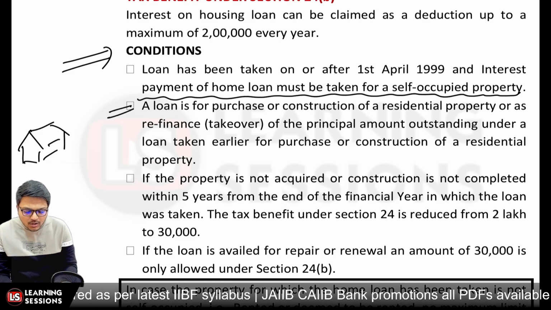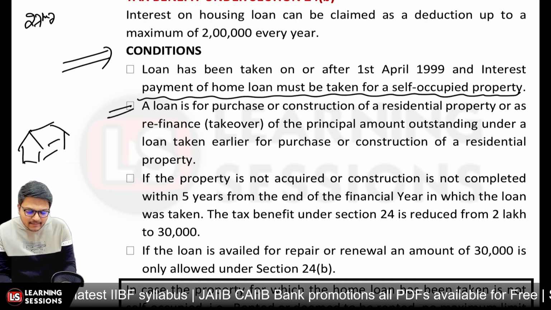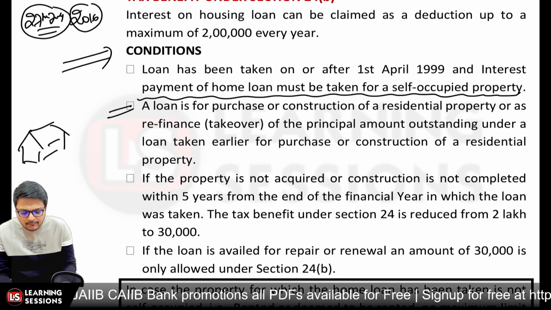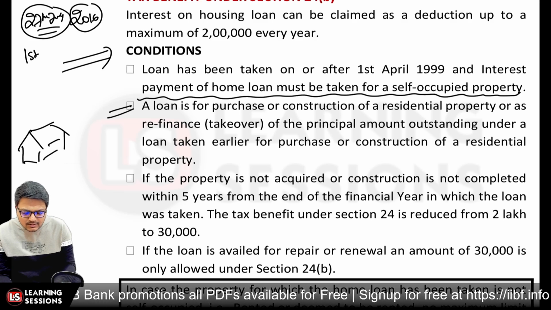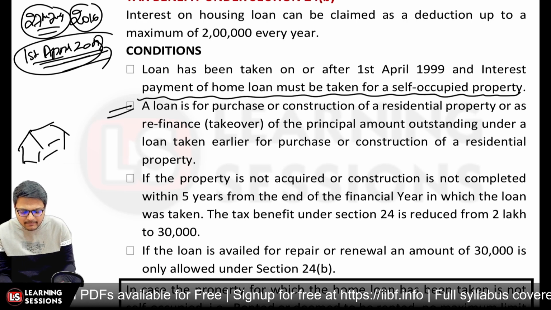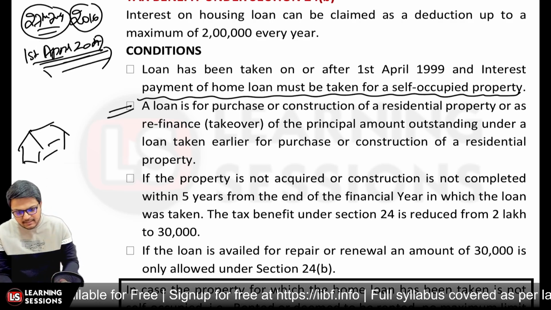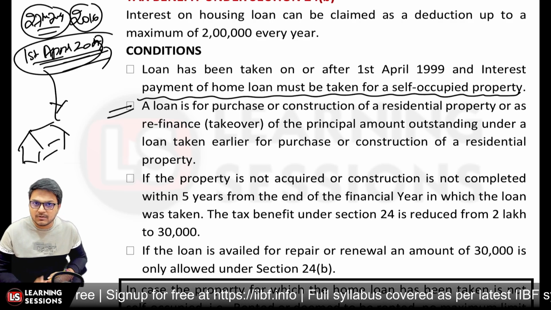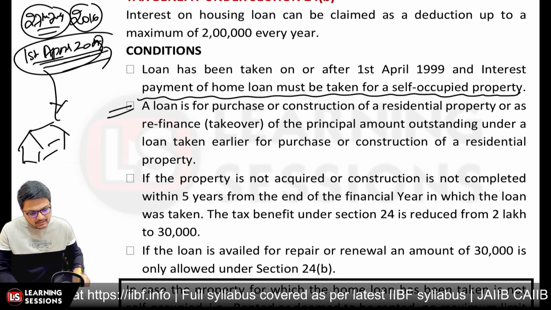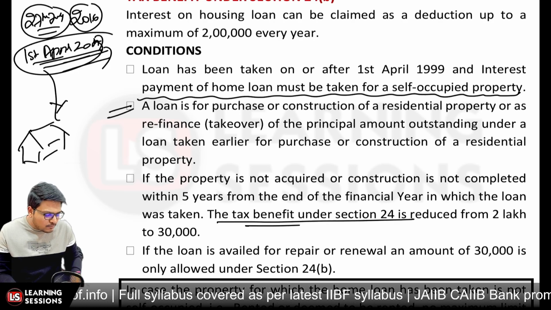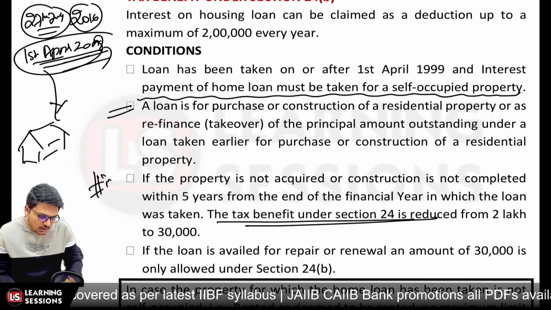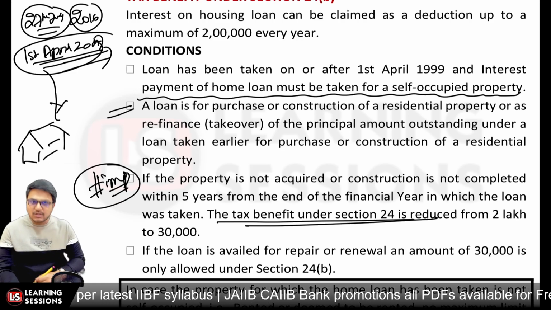Let's say you took the loan on 27th July 2016. Then starting from 1st April 2017, for the next 5 years, if the construction is not completed, you cannot take the benefit of the same. And further, the tax benefit that was available for 2 lakh rupees will reduce to 30,000 rupees if the construction is not completed within 5 years.